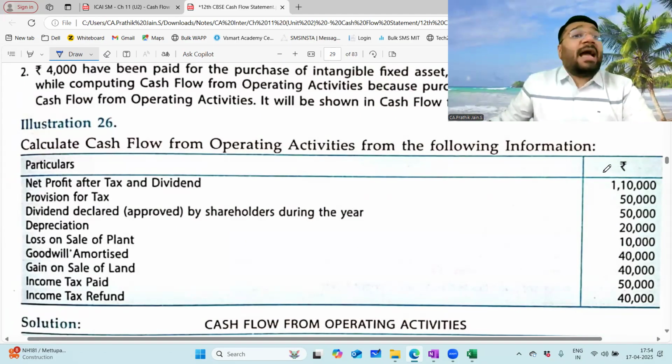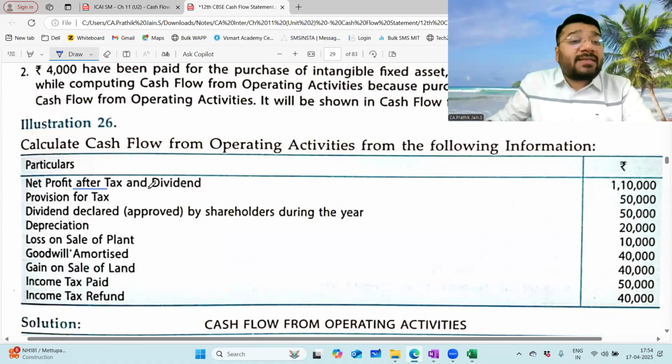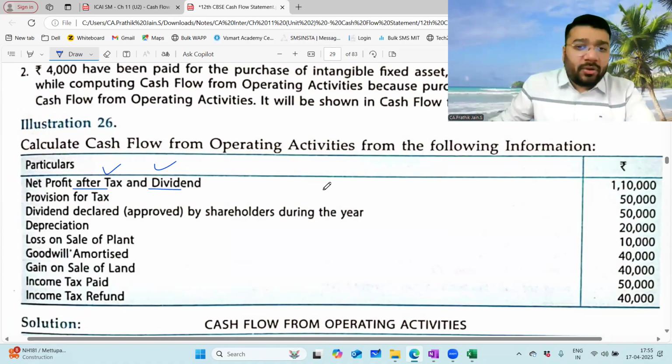We want net profit before tax and extraordinary item. This is after tax and dividend. So this is after minusing tax and after minusing dividend. So basically, it's a kind of surplus only. So you have to add back tax, add back dividend. Okay. So this will be affecting my segment 1. Provision for tax.